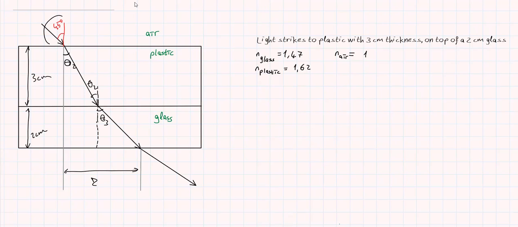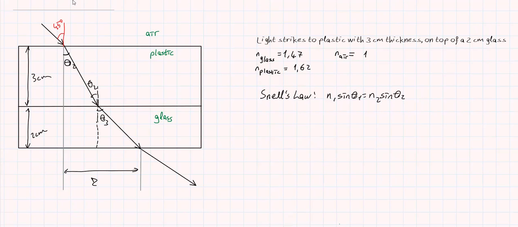Also, the incidence angle is 45 degrees with respect to the surface normal. So this will be our starting point. We will first write Snell's law. You of course know this law, but there is no harm in remembering it. n1 sine theta 1 equals n2 sine theta 2.